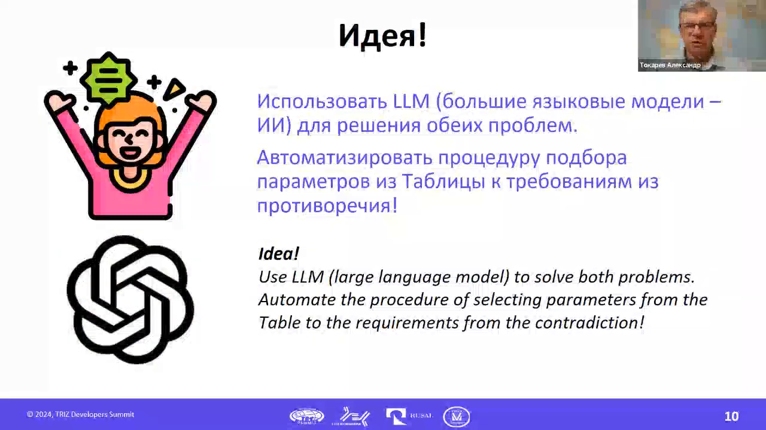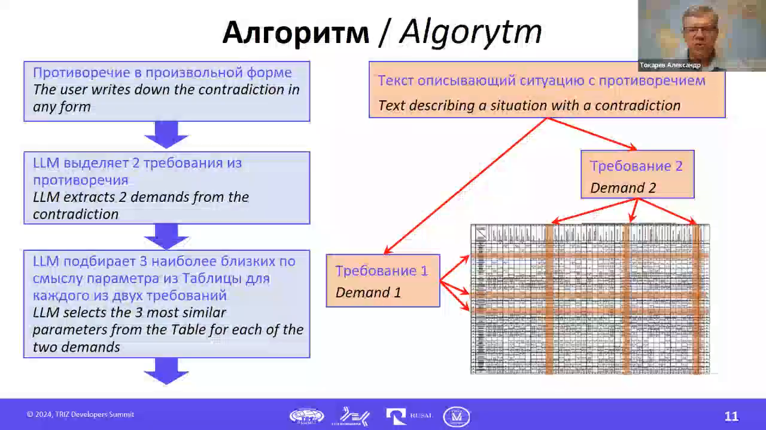That's why we decided to use LLM, a big language model, large language models, which appeared in big quantity lately and with pretty good quality. So that's why we decided to use this language model for the solution of the first problem, for picking the right parameters from the table. So I will tell you about the whole algorithm, how it looks like.